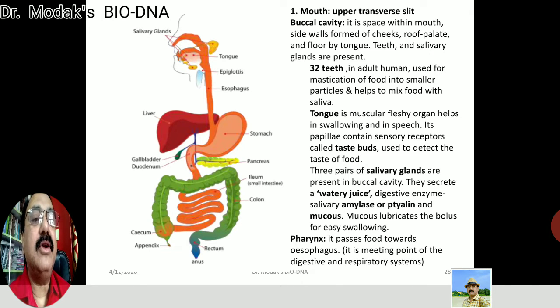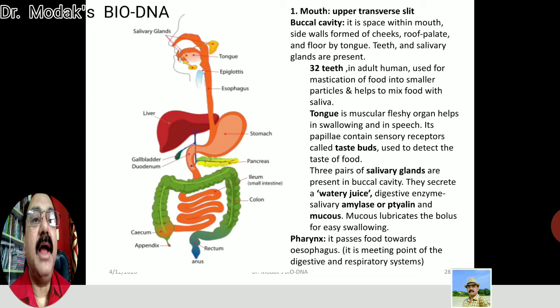The papillae present on this tongue contain receptors for tasting the food, that we call taste buds. You know them. Then there are 3 pairs of salivary glands present in the buccal cavity. These salivary glands secrete a watery juice, we call it saliva, containing salivary amylase, or it's called ptyalin, that digests starch into sugars. Then there is water, and then there is mucus. Actually mucus is a sticky substance that lubricates the bolus for easy swallowing.